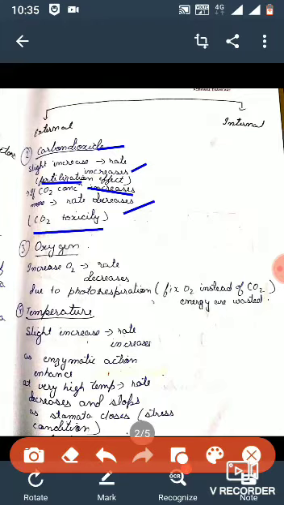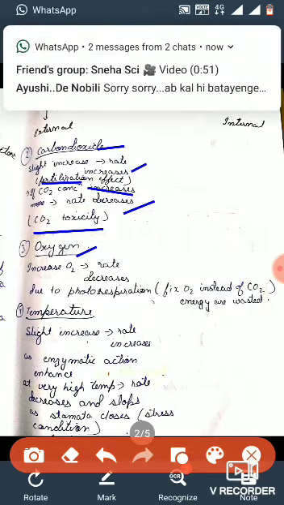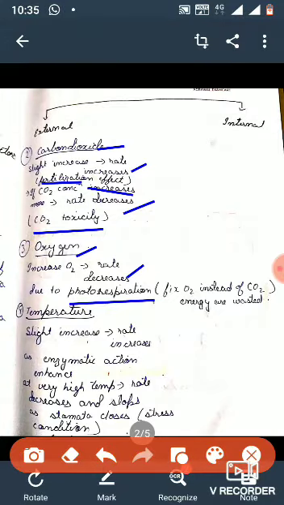The third point is oxygen. With increase in the concentration of oxygen, the rate of photosynthesis will decrease. Why? Because of the process known as photorespiration. What is this photorespiration? In this process, the plant will start to fix oxygen instead of carbon dioxide, and in this process energy will be wasted.